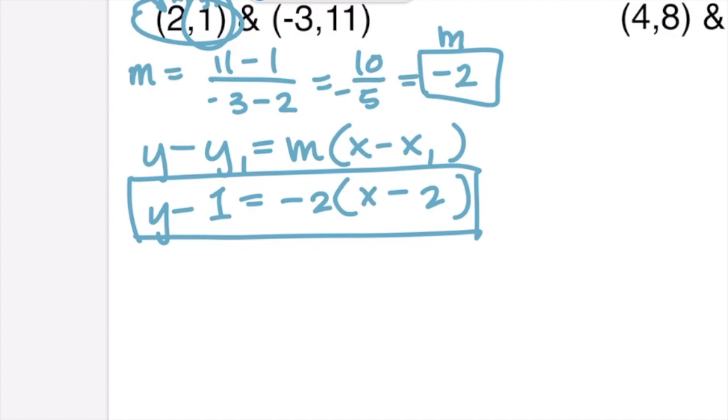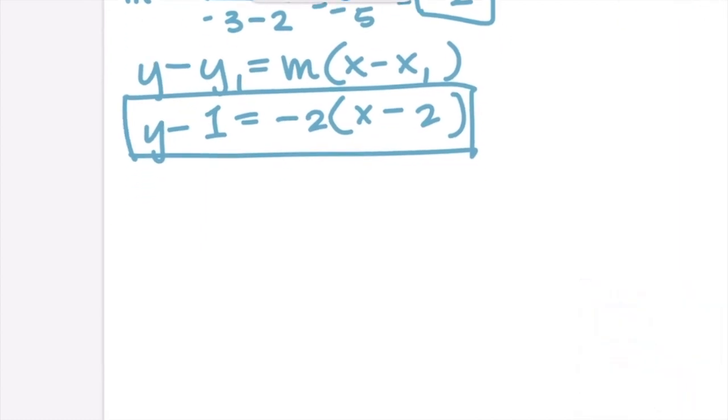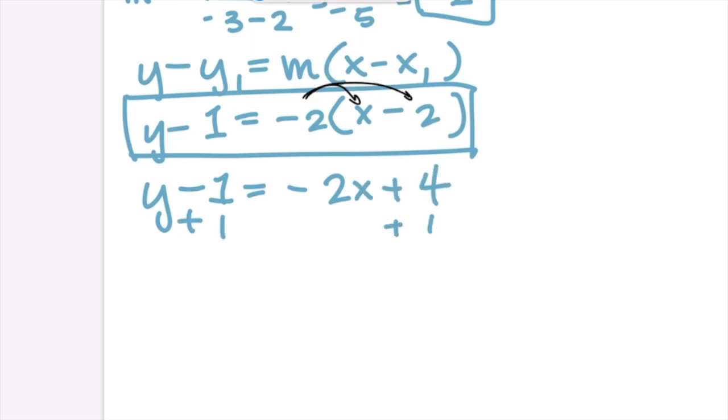So this is point slope form. If I didn't ask for a specific equation, you could leave it there. Since I did ask you to give me slope intercept form, I'm going to go ahead and distribute my negative 2 and get negative 2x plus 4, and then I'll add 1 to both sides and get y is equal to negative 2x plus 5.